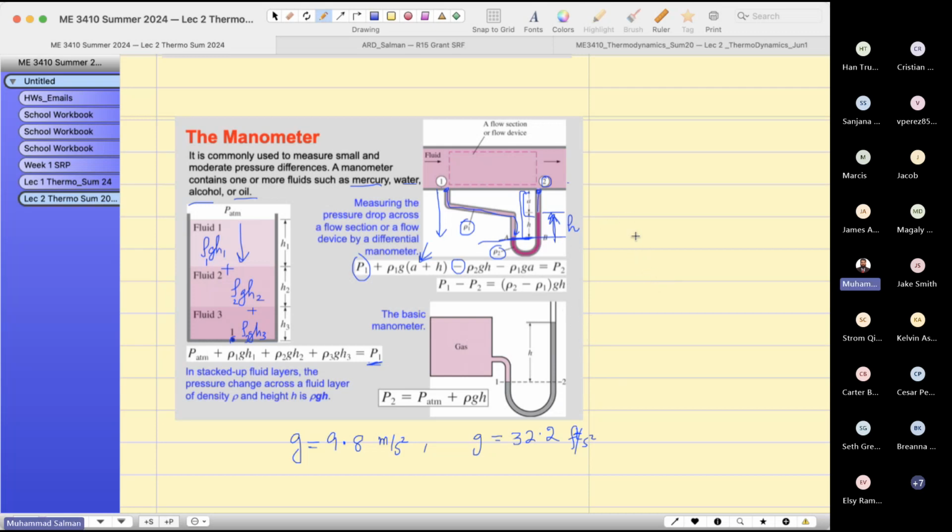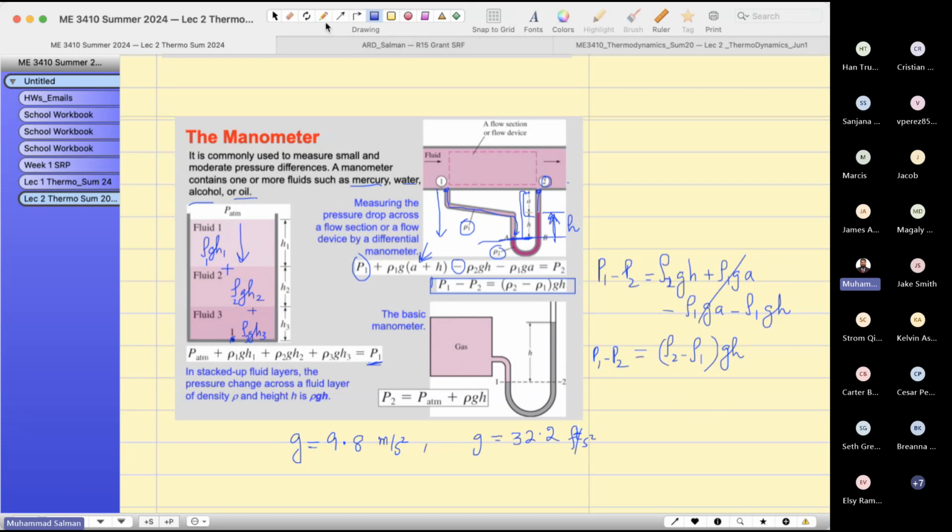And P1 minus P2 can be rearranged like this: P1 minus P2 equals rho 2 GH, minus rho 1 GA. So we are left with the same formula written over here.